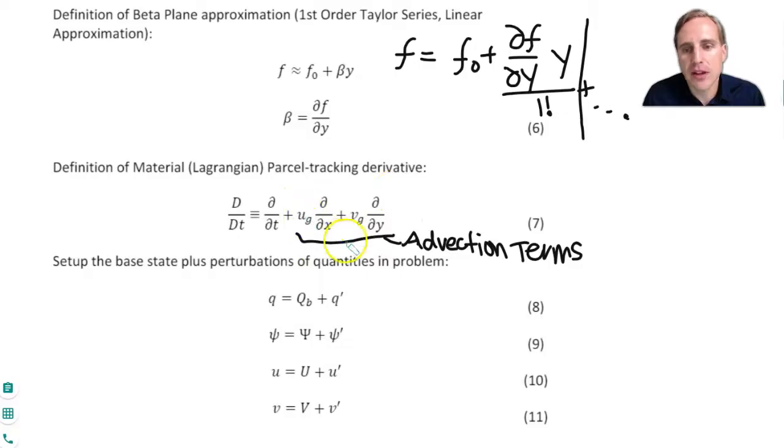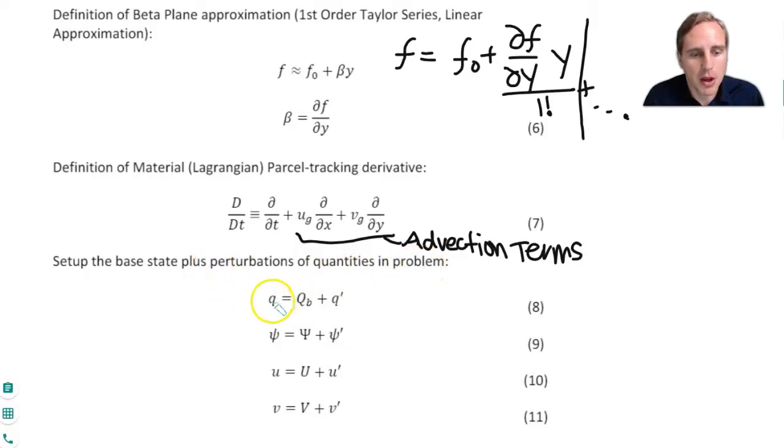This derivative operator would be more full-blown, more substantial, more difficult to define, or at least have more terms in it that are not as easily calculated if we were outside of quasi-geostrophic theory. Okay, and then let's finally set up the base state plus perturbations of all the quantities we care about in this problem.